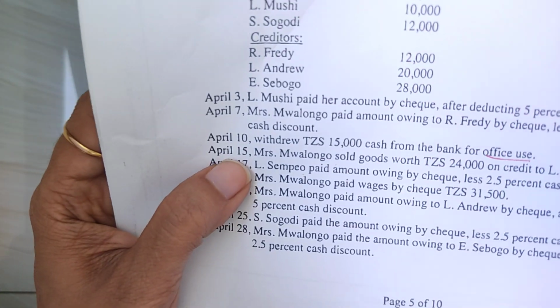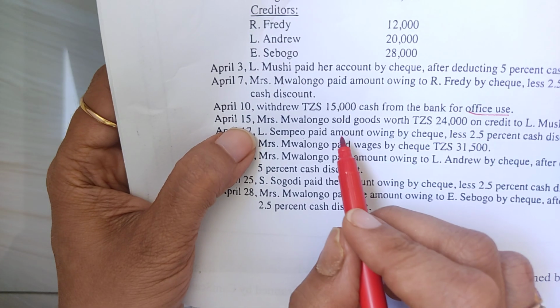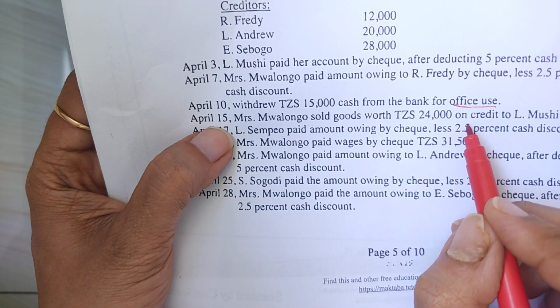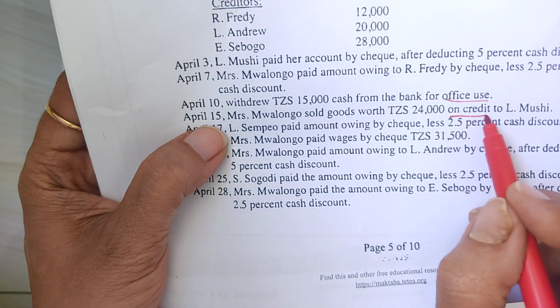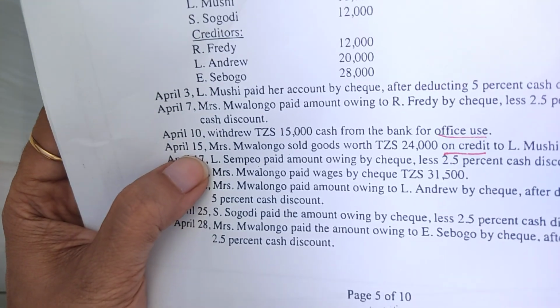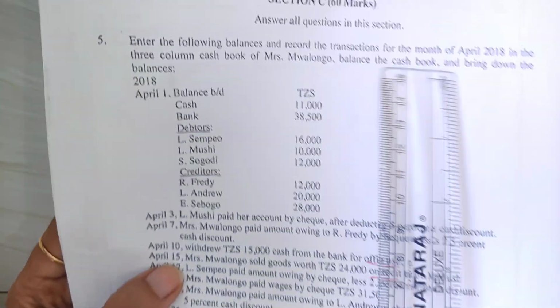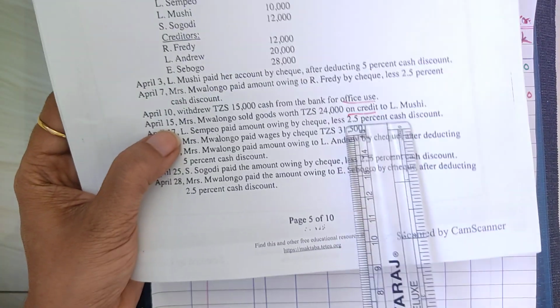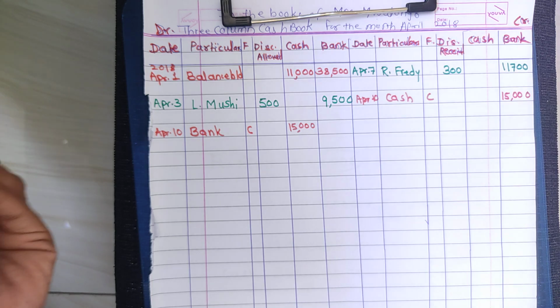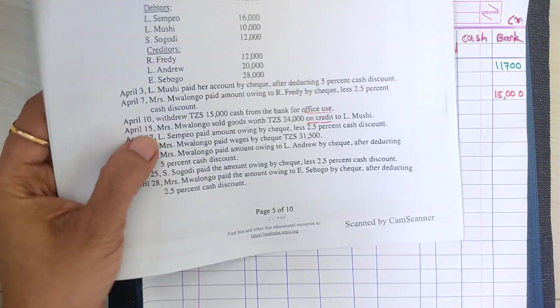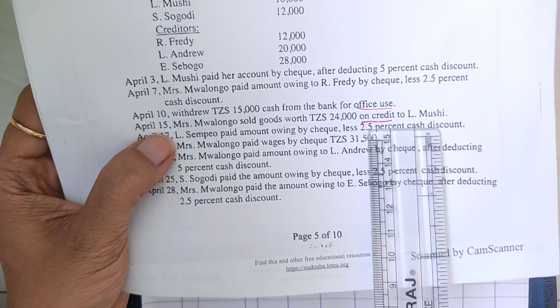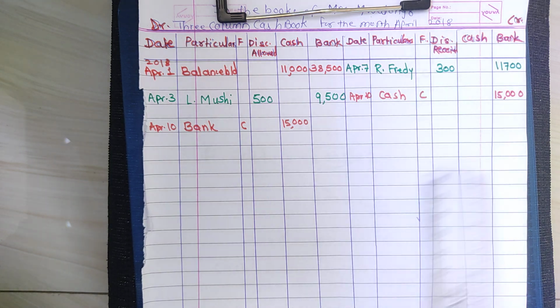Now April 15, Mrs. Malongo sold goods on credit. What is the word given over here? On credit. So this transaction is to confuse students. Which book are we solving? Cash book. Okay, in the cash book only cash transactions come in, meaning cash receipts and cash payments. So anything on credit has no entry in the cash book.